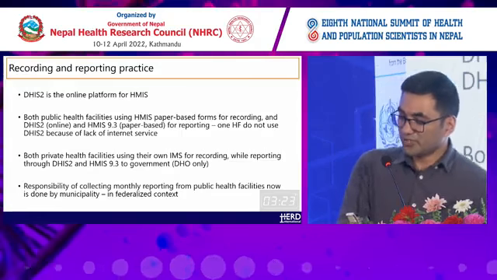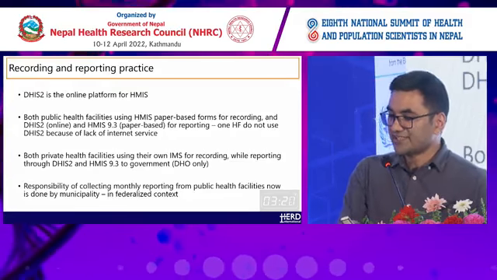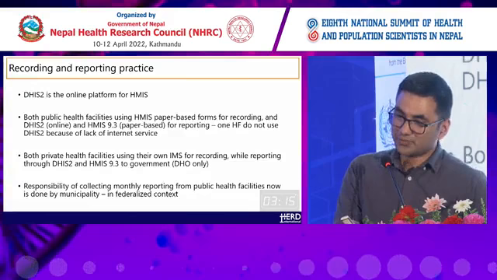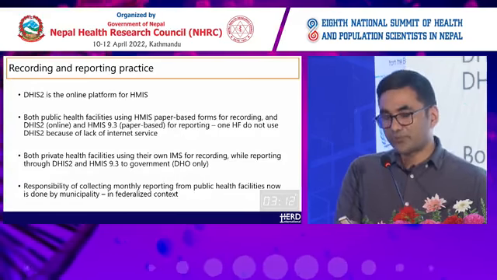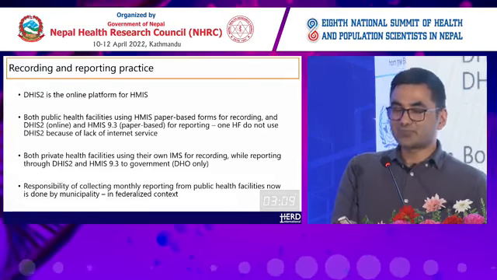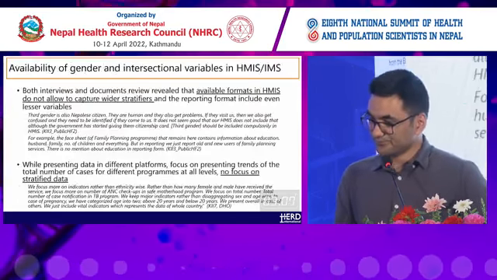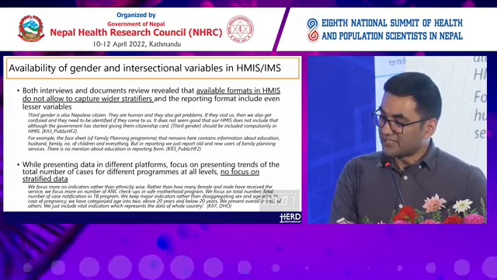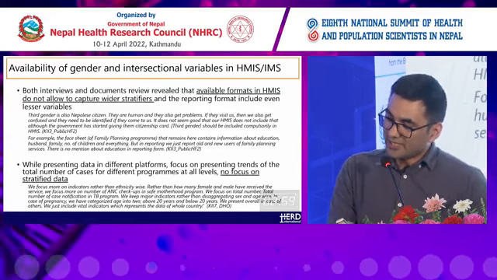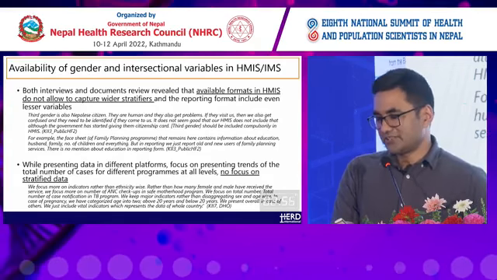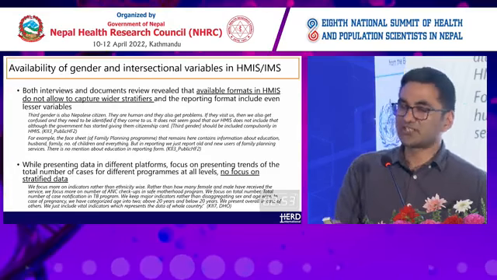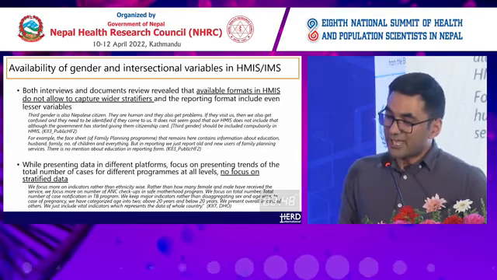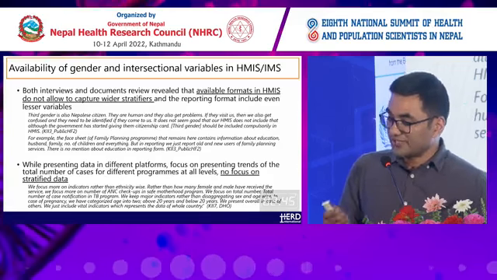From the key informant interviews, we found that DHIS2 is the online platform for HMIS. Both public and private hospitals use HMIS for recording and DHIS2 for reporting the data. Like the document review, the key informants also mentioned that the available format in HMIS does not allow capturing wider stratifiers. For example, there was a quotation that information on third gender is not available in HMIS, and information on education and occupation is also not available in the existing HMIS.